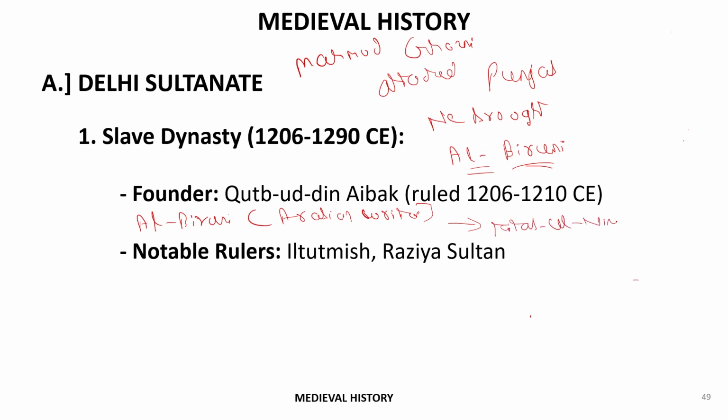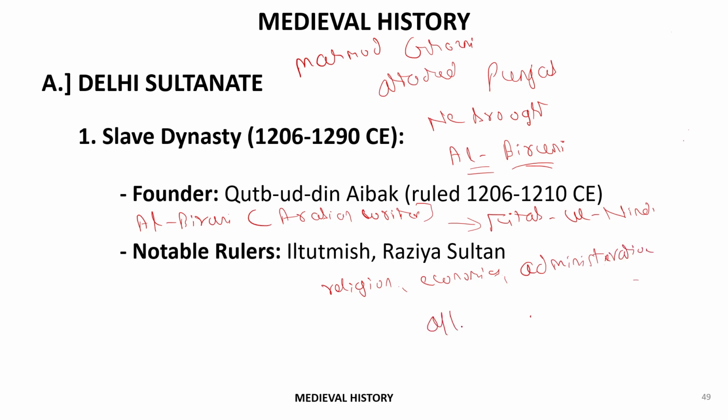Kitabul Hind. He wrote this book. So when he came to India, he wrote this book, Kitabul Hind, in which he described various practices in India. Also, he described the various religion, economics, and administrative affairs of India. Got it?